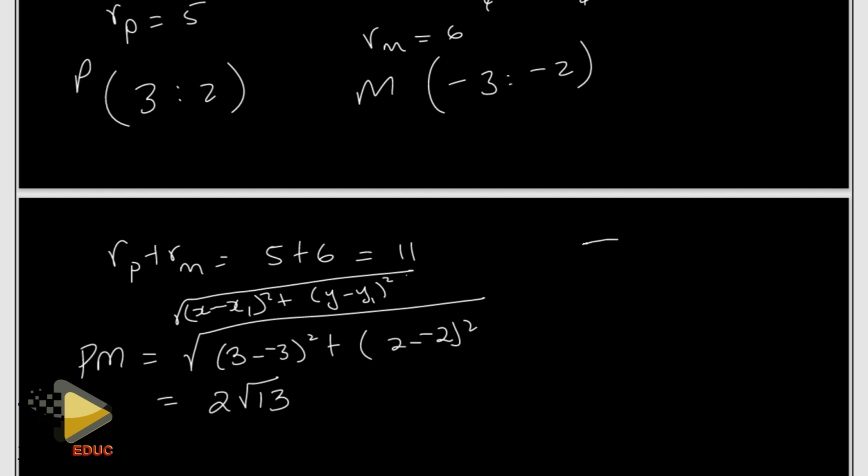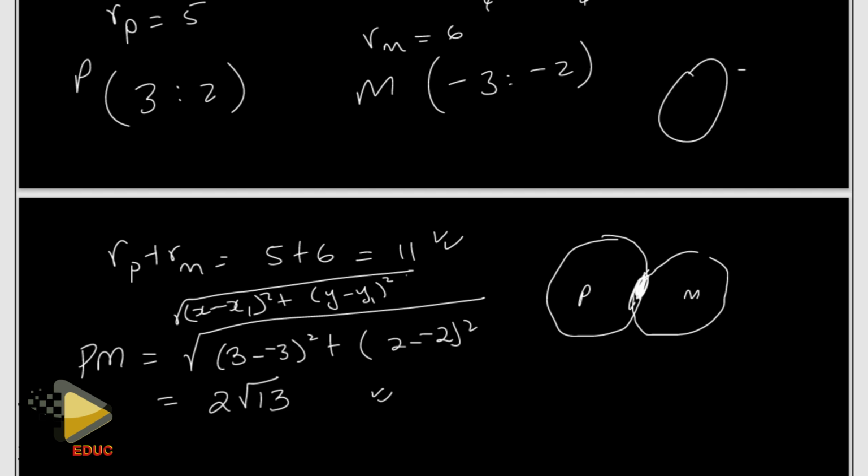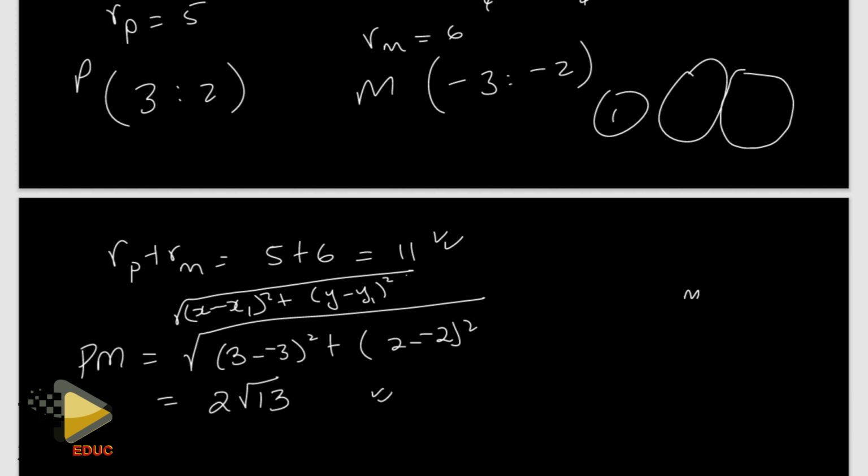Now, remember, if the 2 circles are touching, the distance we got here should be the same as this distance. That's if they are touching at one point. Both circles are tangents. Let me call this scenario number 1. Then scenario number 2.